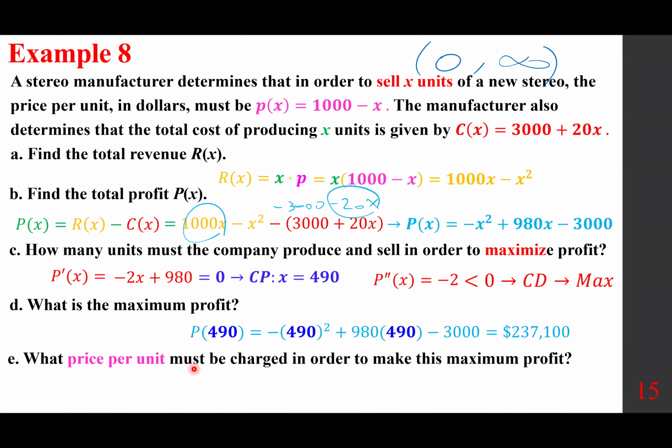What price per unit must be charged in order to make this maximum profit? Well, this was the price function. Okay, so plug in 490 into the price function, and that gives us $510. So what price should we charge? $510 per unit to maximize profit.